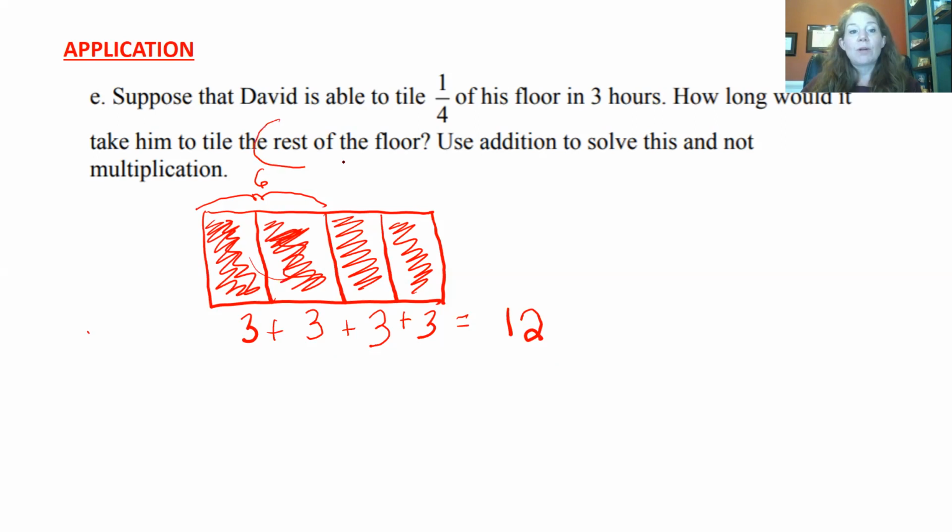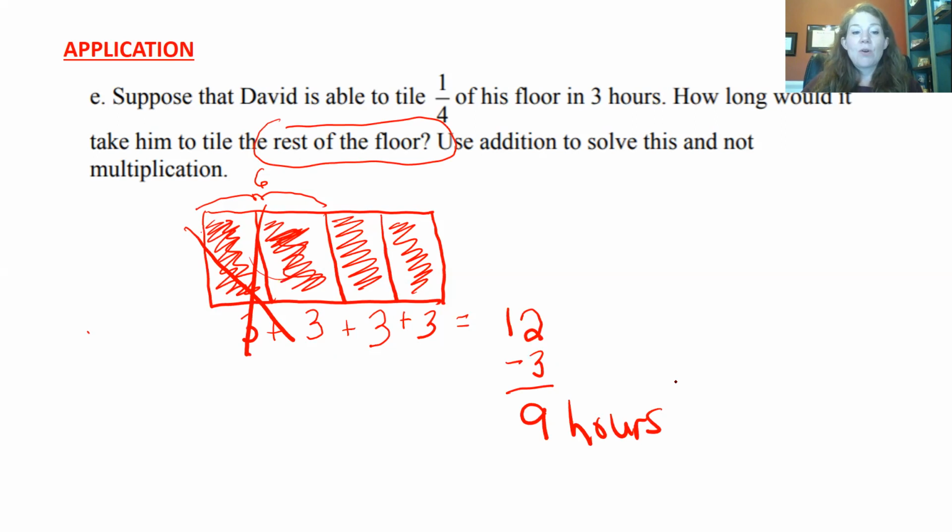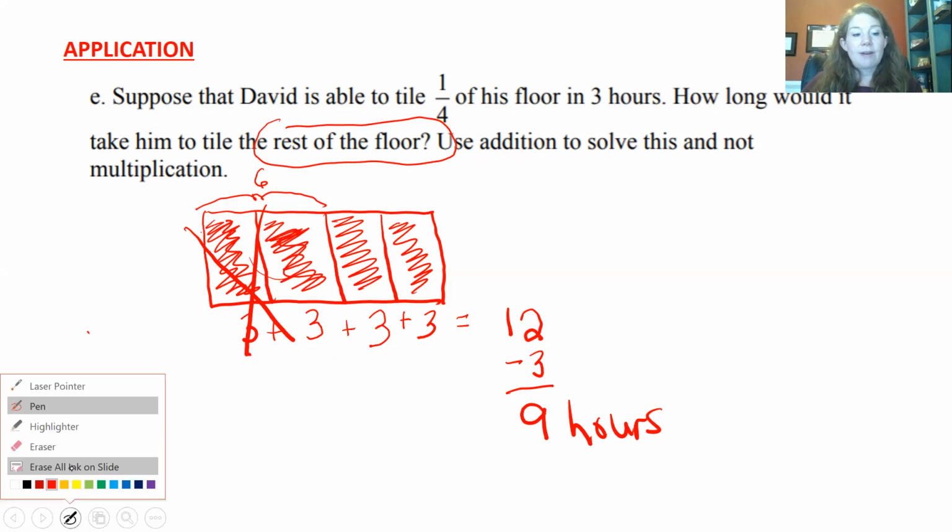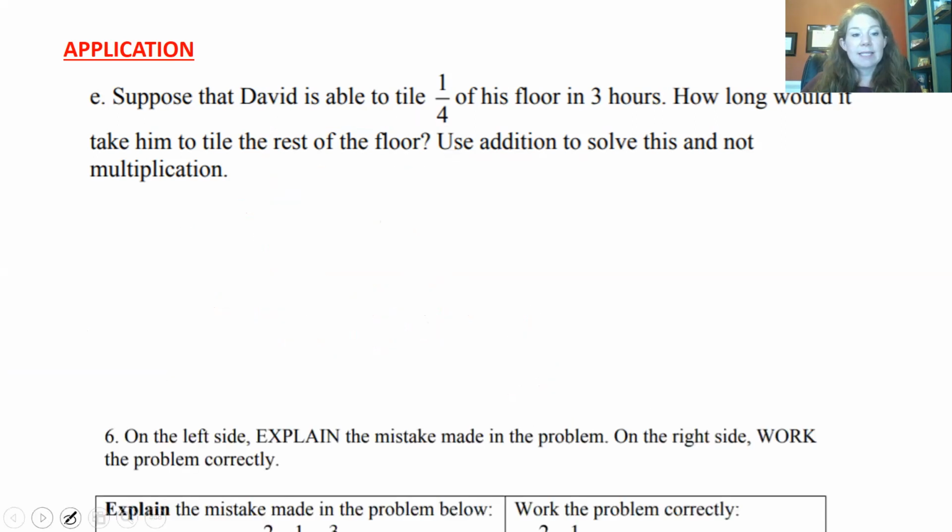They said, what about the rest of the floor? In other words, they're not counting this first part. They already know that took him 3 hours. Well, the rest of the floor took 9 hours. Or you could have just not counted that first 3 and just added 3 plus 3 plus 3 because you had 3 more 1/4 to tile. All right, hopefully that made sense.